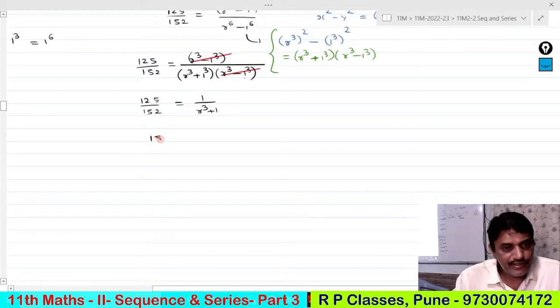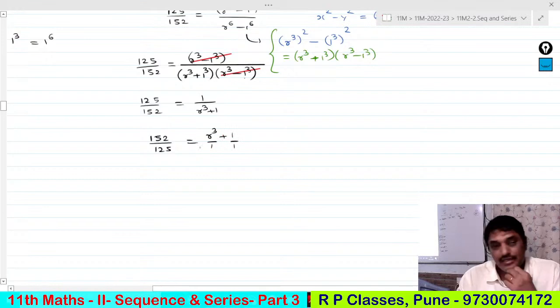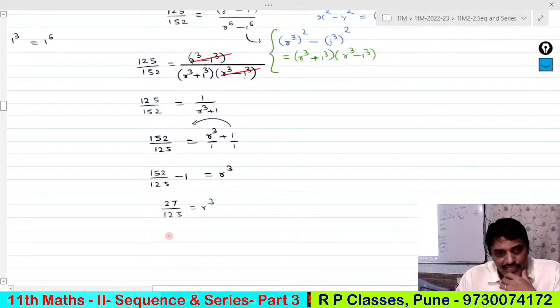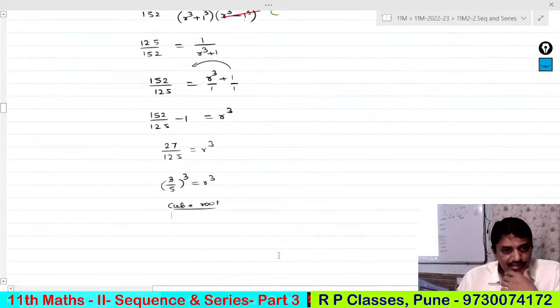take reciprocal. So 152 upon 125 is r cube plus 1 upon 1. सही है? अब ये 1 जो है ये इधर आके माइनस करेगा. So this is 152 upon 125 minus 1 is equal to r cube. कितना होगा इसमें से? That is 27 upon 125 is equal to r cube. But this is nothing but 3 upon 5 का cube is equal to r cube. So take the cube root. क्यूब रूट लेने से क्या मिलेगा? This is equal to 3 by 5 is equal to r.